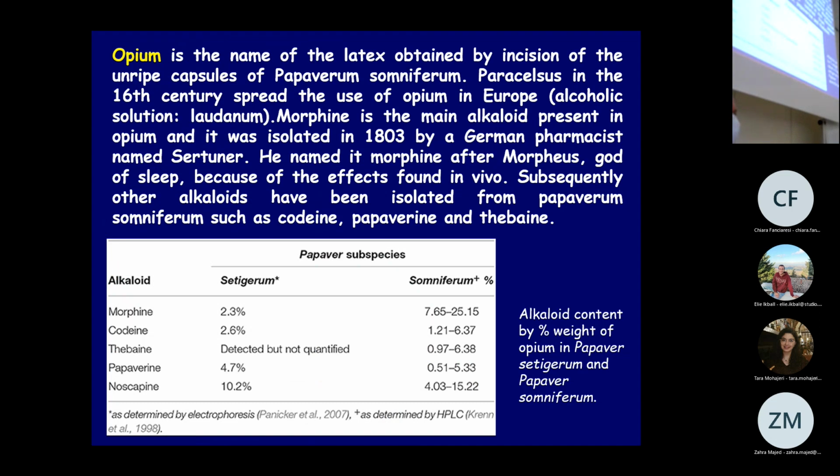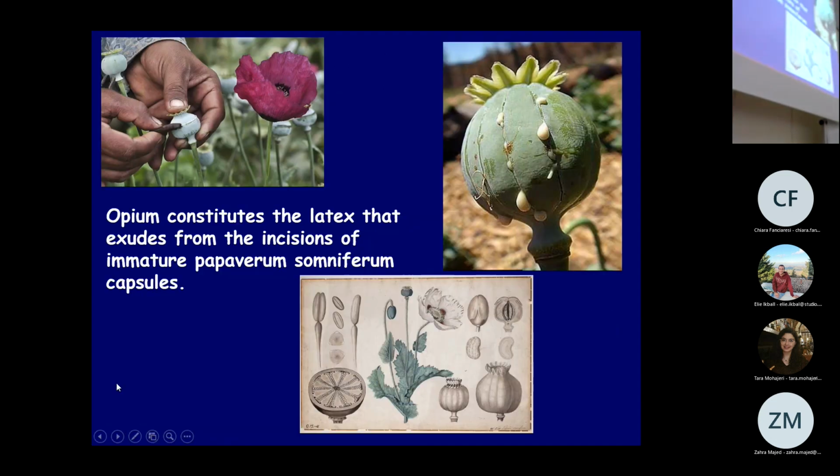You know what is opium? Opium is the latex obtained by incision of the unripe capsules of Papaver somniferum. Perhaps you have already seen this picture during the course of botany. The latex that exudes from the incisions of immature Papaver somniferum capsules. So we have to collect this latex, this liquid.